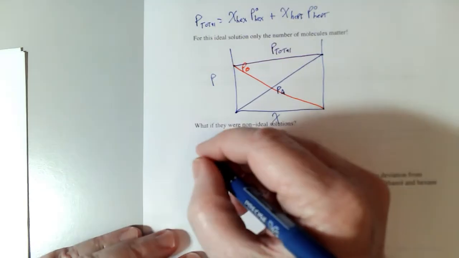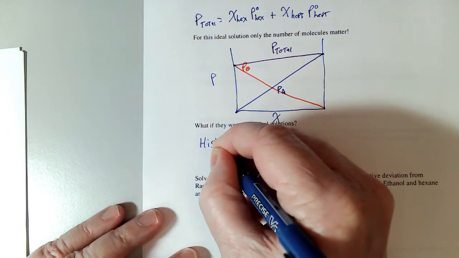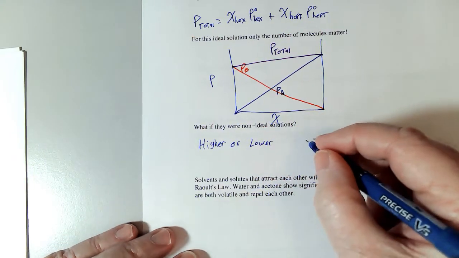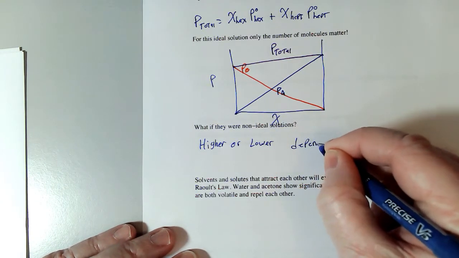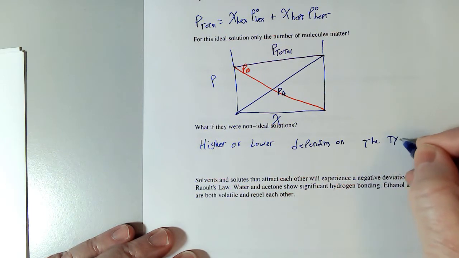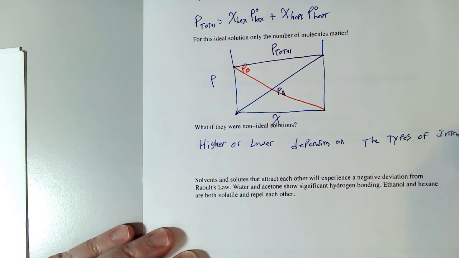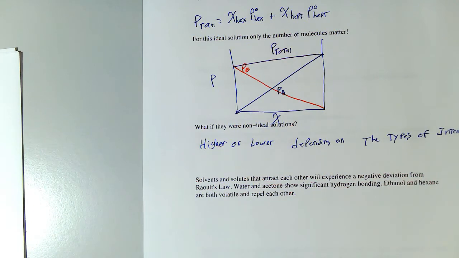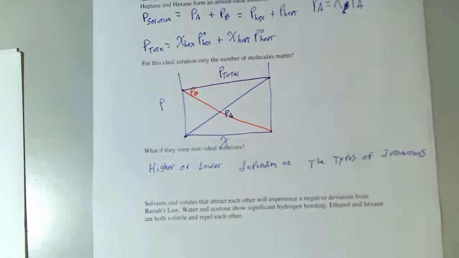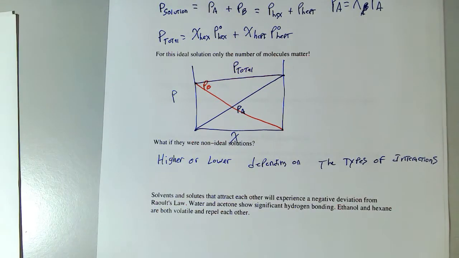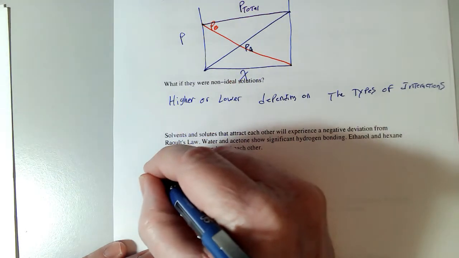Now, if they were not ideal, our pressure might be higher or lower, depending upon the types of interactions. If you have strong interactions between the particles, okay, then the vapor pressure is going to be lower. So let's try and do this. We're going to do two graphs down here.